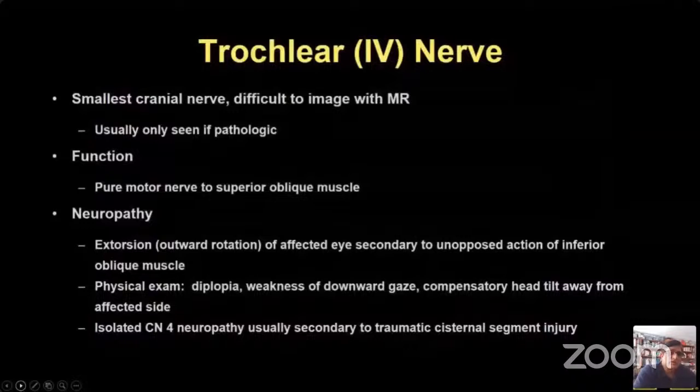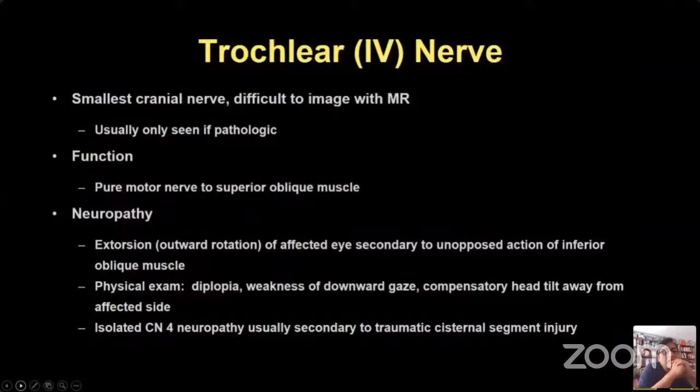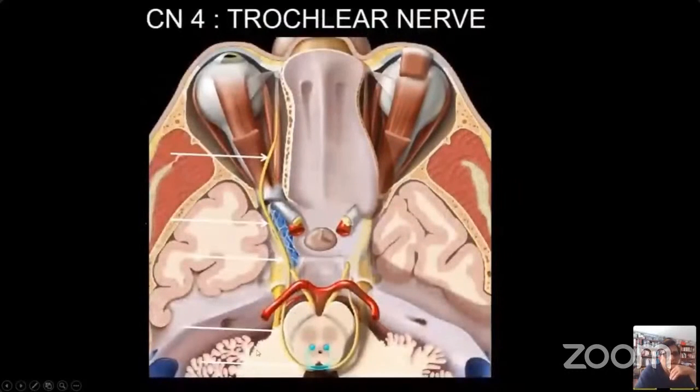Going on to the fourth cranial nerve, the trochlear nerve. Now that is actually the smallest cranial nerve. It's very difficult to image with MR, and if it is normal, sometimes you don't even see that. It's a pure motor nerve, to the superior oblique muscle. It supplies only one muscle, and that's why there are very few fibers, and that's why it's very small. And this is what will be the clinical presentation.